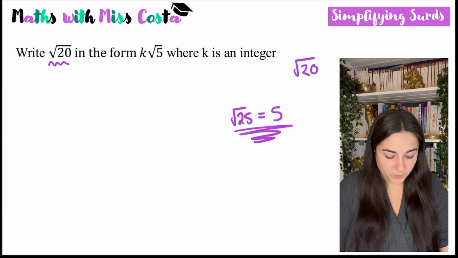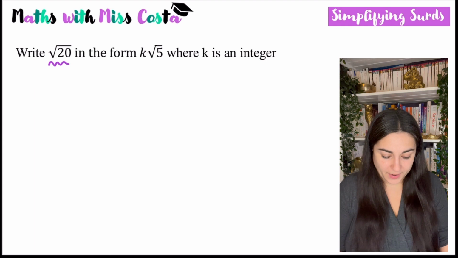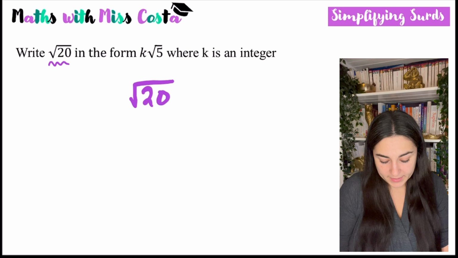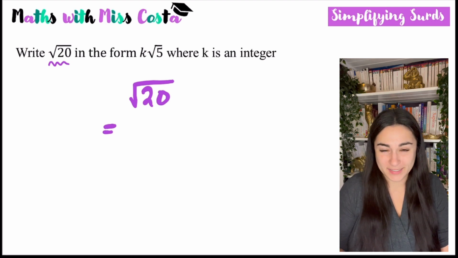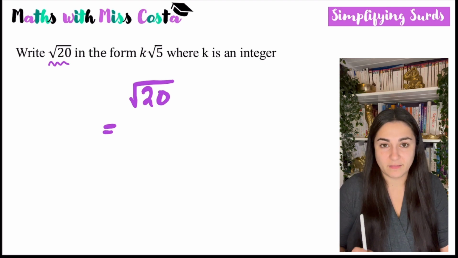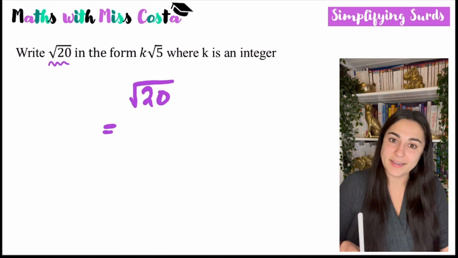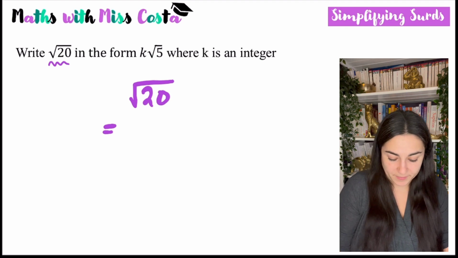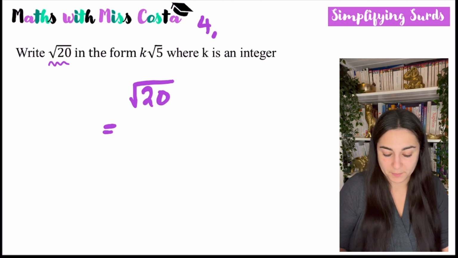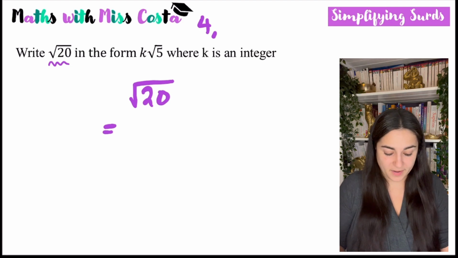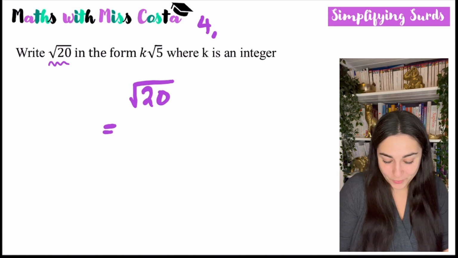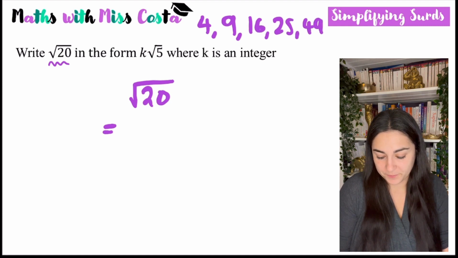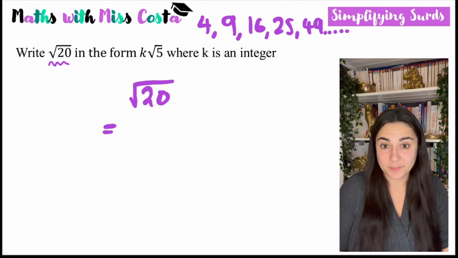So what I want to do first is figure out how I could write the root of 20 more simply. So all I need to do is think to myself, what numbers multiply to make 20? Now I could say 10 and 2, I could say 20 and 1, but ideally what I'm looking for in order to simplify a surd is a square number inside of it. So let's just remind ourselves of the first few square numbers. Now obviously 1 is a square number, but it's not going to help us, so we start with 4, 9, 16, 25, 49 and so on. Okay, so do any of these numbers fit into 20?